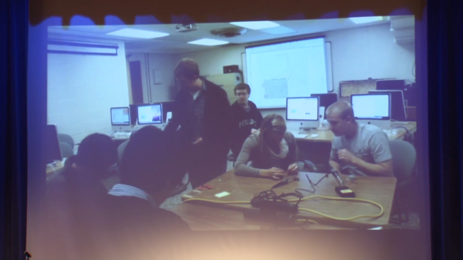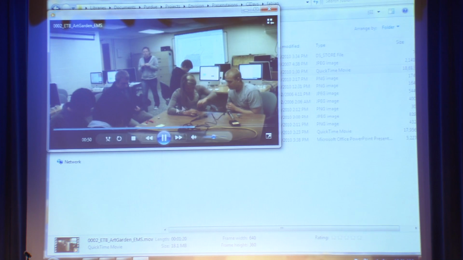We are now visiting ITaP's main computing space, which is also housed in the Envision Center.